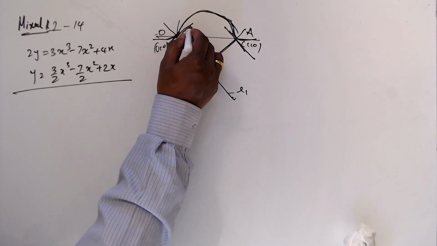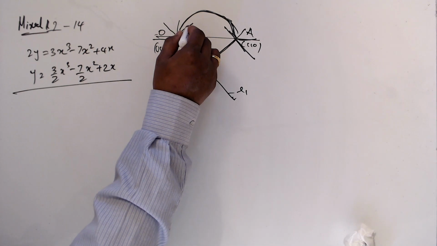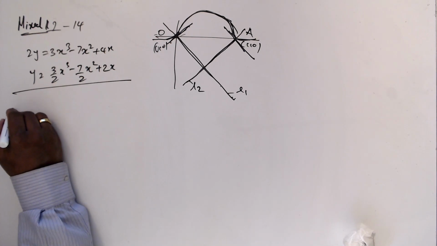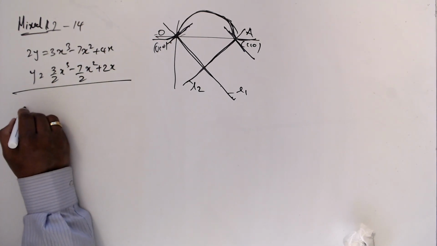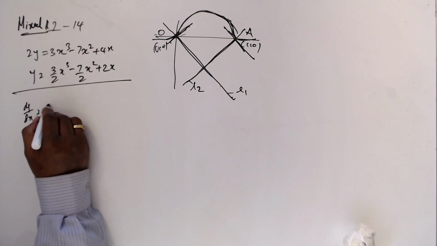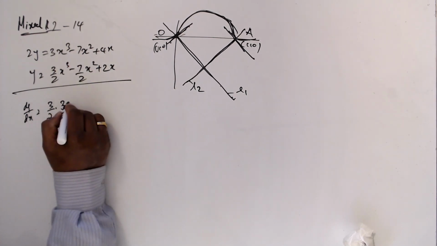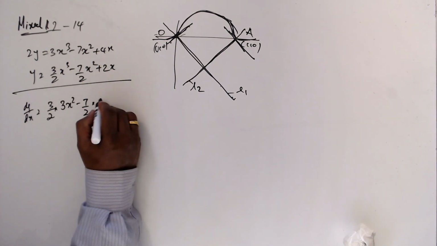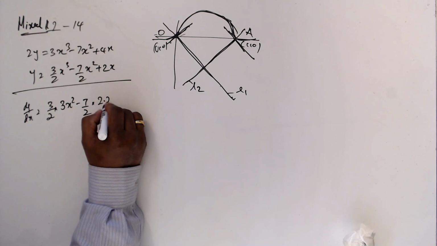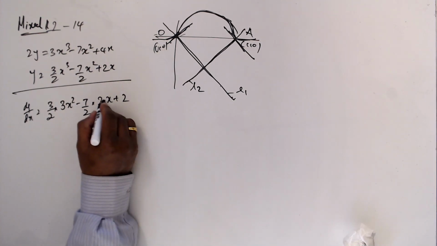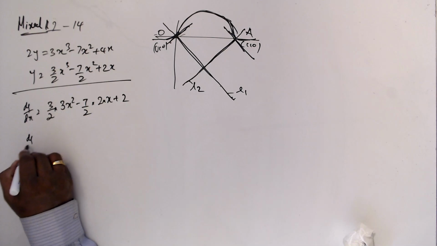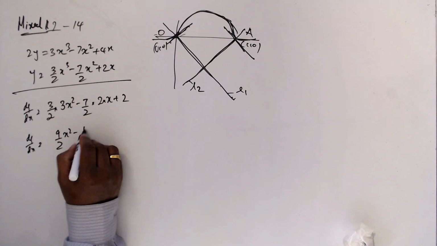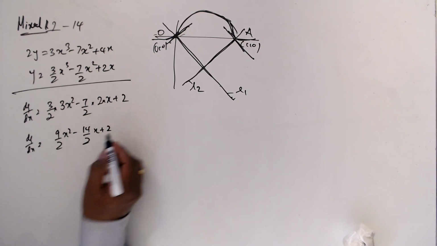So if I know the tangent gradient, then I can find the normal gradient. So we'll find dy by dx first. 3 over 2 times 3x square, minus 7 over 2 times 2x, plus 2. This is going to be 9 over 2 x square minus 14 over 2 x plus 2.